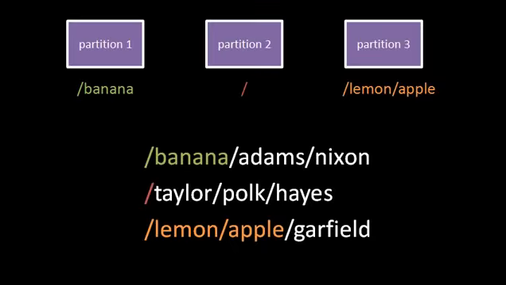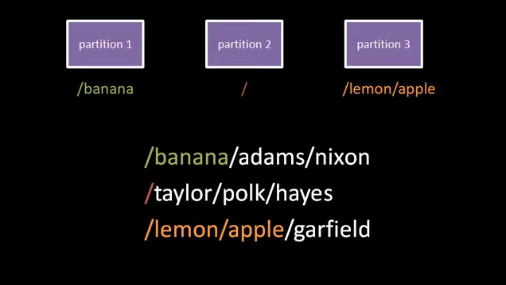So, given these mountings, when the file system sees a file path of /banana/adams/nixon, it goes to look in the root directory of partition 2 for a directory named banana. It sees that that directory actually corresponds to the root directory of partition 1, and so it goes and looks there for a directory named Adams, and within that directory it looks for either a file or directory listed as Nixon.